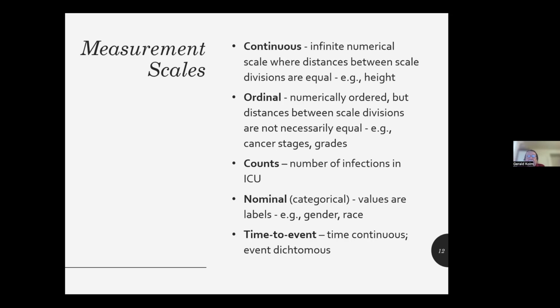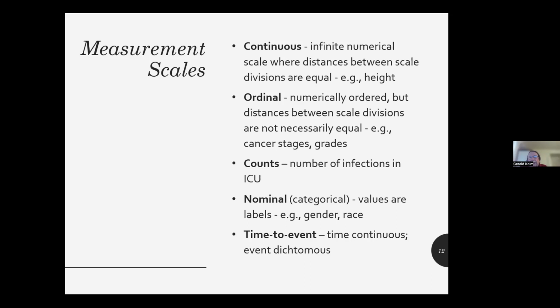Then we have nominal variables, which are what we refer to as categorical. In other words, you might assign numerical values to them, but they don't have a numerical meaning. Examples like this are gender or race, where our values are just labels.